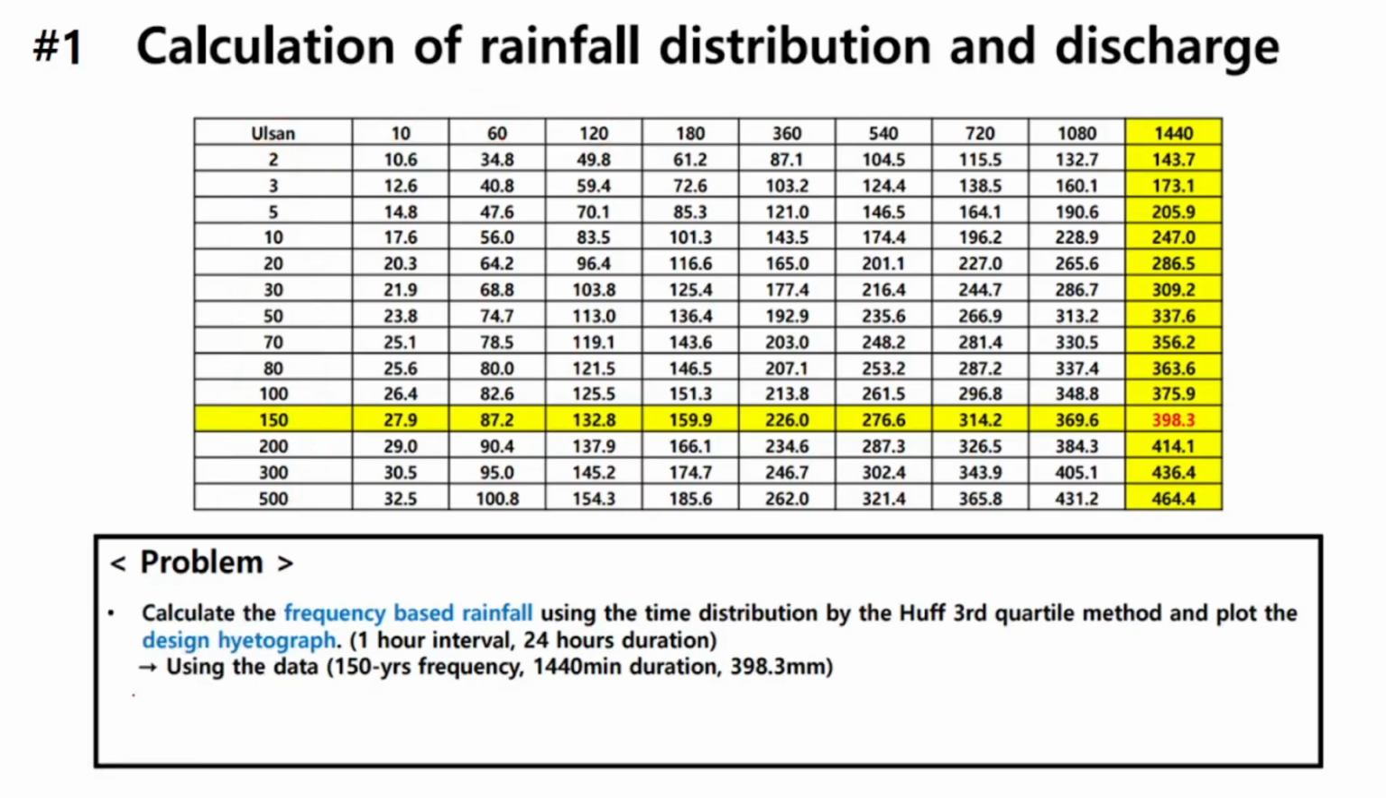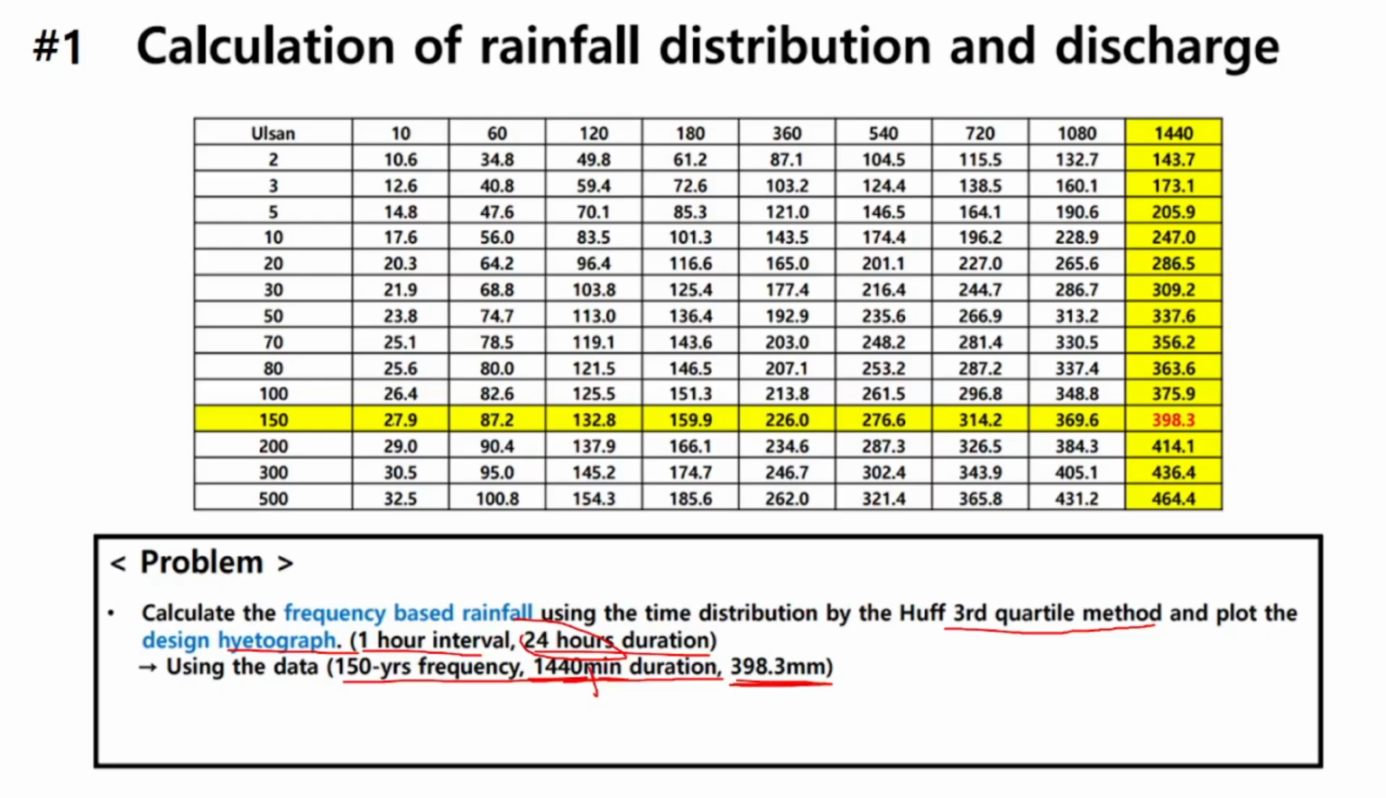And we have to convert the minutes into hours. So the problem says calculate the frequency-based rainfall using time distribution by the Huff third quartile method and plot the design hyetograph for 1 hour interval and 24 hours duration. Using the data 150 years frequency, so that's 24 hours, basically 1440 minutes duration. So minutes converted into hours is 24 hours. And then for this frequency and this duration, we have 398.3 millimeters.